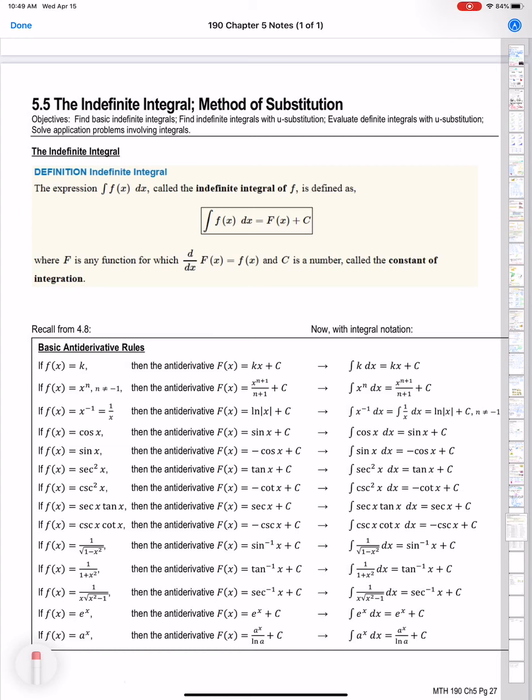What you see below are all of our antiderivatives that we had listed out in section 4.8, and now we can just write them with this more convenient integral notation instead of saying find the antiderivative or using the capital F for the antiderivative of lowercase f. We're going to now rely a lot on this integral notation.